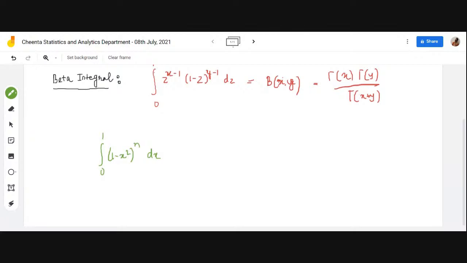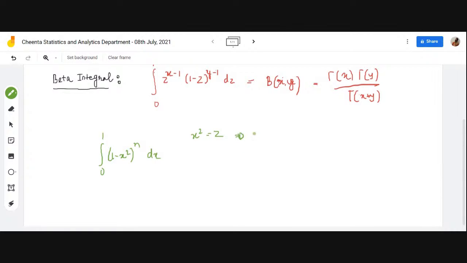Yes, sir. We can write n as n plus 1 minus 1, and as you said, x square is equal to z, and then we can substitute x and change the differential dx. Okay, so let's try to convert the x square to z, and let's see what comes out.